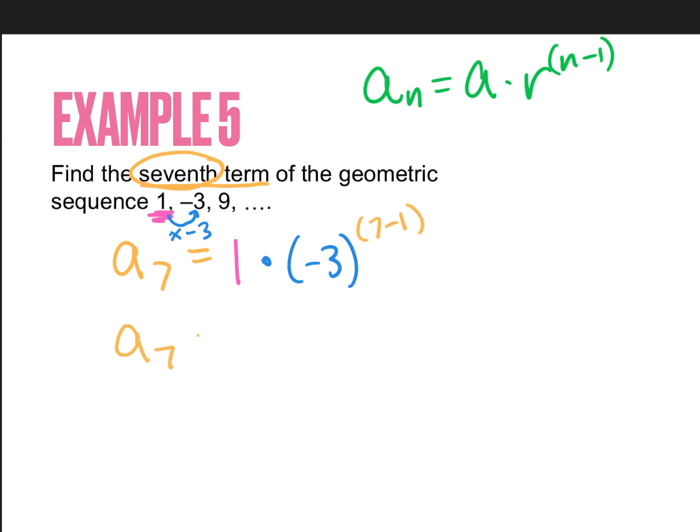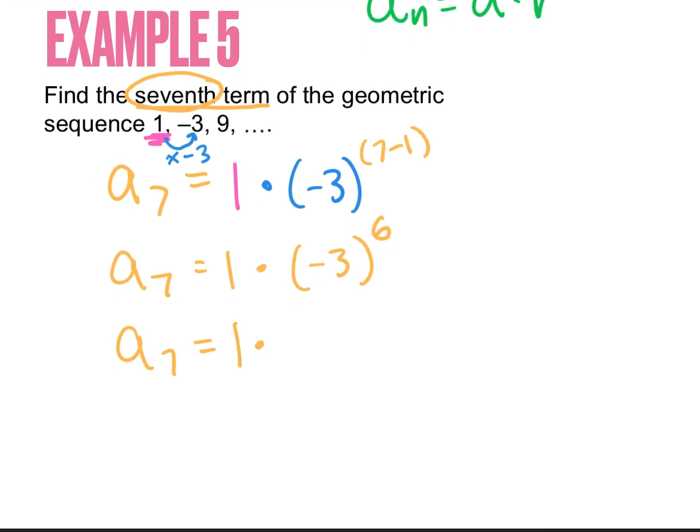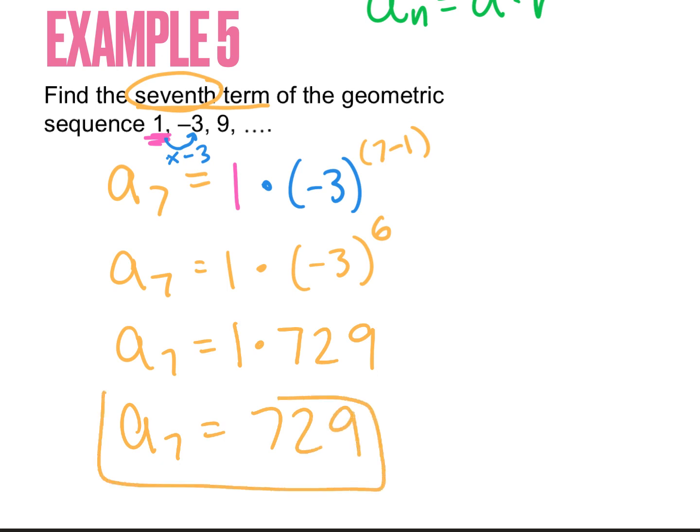What do I have to do first? The exponent. So 7 minus 1 would be 6. And then what do I do? -3 to the 6th power. So if you're doing that in the calculator, make sure you put -3 in parentheses. So it'd be -3 to the 6th power, which would be 729. And then what's 1 times 729? 729. So you have to put the 3 in parentheses, or else it'll think that it's 3 to the 6th power and then times -1, and it'll give you a negative answer. So make sure you put the 3 in parentheses.